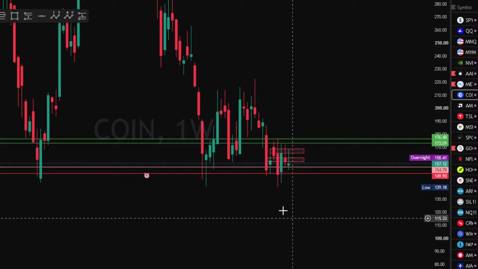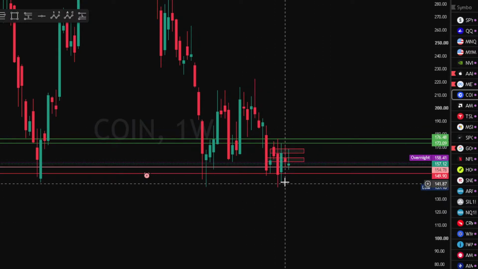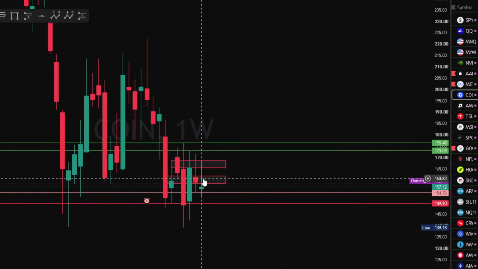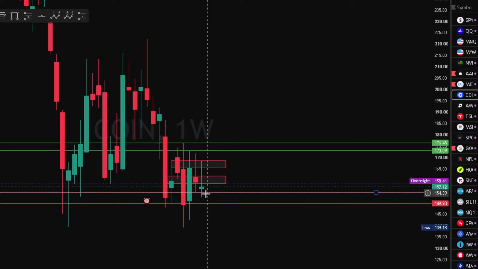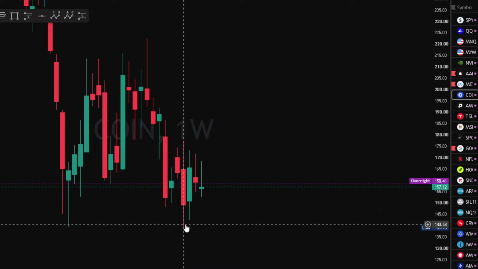Nah, I don't really like Coin either. Technically, Coin should still be looking for them shorts. It did close weak for that previous week. I mean, my bad, it did close green for that previous week, but technically it's still in this downtrend. We got lower high, lower low.